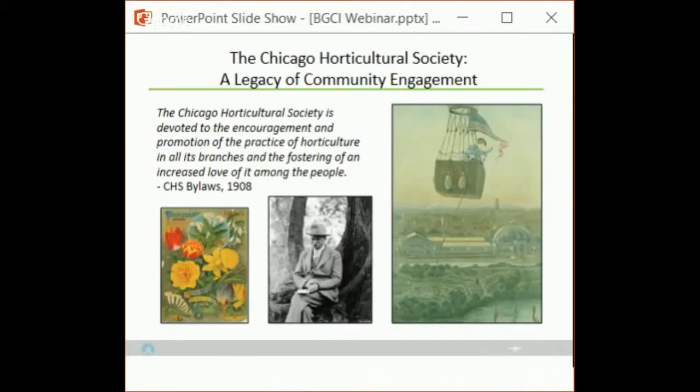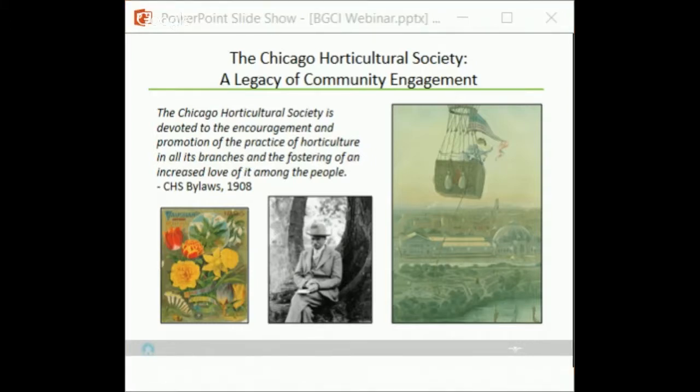Chicago Botanic Garden is a young garden. We opened in 1972, but our roots go much farther back to the late 1800s with the formation of the Chicago Horticultural Society in 1890, which laid the groundwork for our current focus on social justice and inclusion. So that's where I'm going to start. You can see this emphasis on education and engagement in the 1908 bylaws of the Horticultural Society, including increasing the love of horticulture among the people.